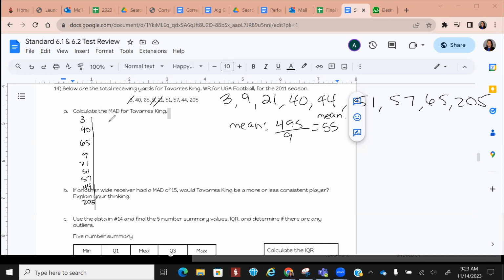Okay. Then what we're going to do is take the mean and subtract these numbers. So we're going to say 3 minus 55, but we're going to ignore whether it's negative. Okay, so this will give me 52, then 15, 10, 46, 34, 4, 2, 11.